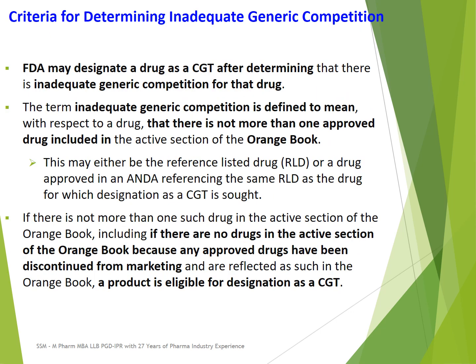Now coming to criteria for determining inadequate generic competition. FDA may designate a drug as CGT or competitive generic therapy after determining that there is inadequate generic competition for that drug. And in determining whether there is inadequate generic competition, the FDA will look in the Orange Book only. If in the Orange Book not more than one drug is listed, that is, if only one drug is listed in the Orange Book, or if there is no drug listed in the Orange Book, in that case, that drug is eligible for CGT designation. So even if there is no drug listed in the Orange Book, maybe because company has withdrawn or discontinued the marketing of that product, maybe because of less sales or less revenues, even then that product is eligible for CGT designation.